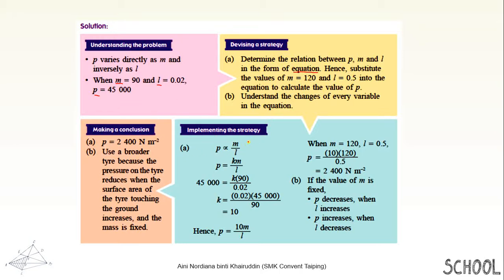So, implementing the strategy, P varies directly as M and inversely as L. So, put k here. Then substitute the value of P, M, and L so that we will get the value of k. Then substitute back into the formula. P equals 10M over L. Next, you want to calculate the value of P. So, substitute the value of M and L into the formula. Then you will get P equals 2,400.